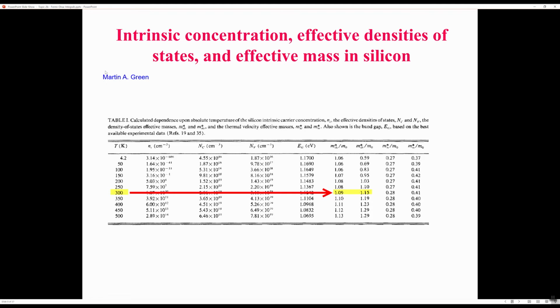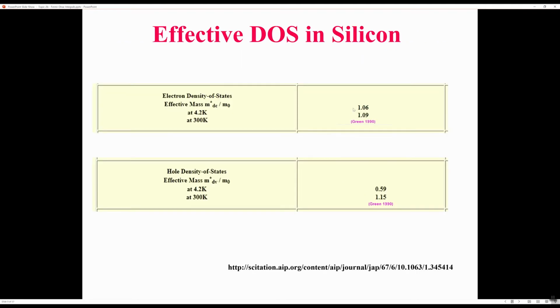This comes from Martin A. Green. He came up with this table. He postulated that for DC, conduction and valence, this is for electrons and holes. For conduction, we are going to use 1.09 or 1.15, at temperature 300. You're going to use this value. And at temperature 4.2, 1.06 and 0.59.